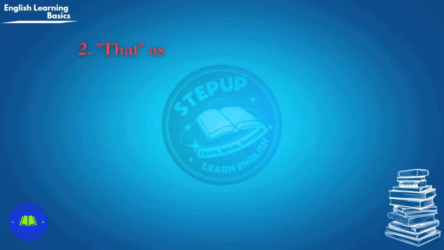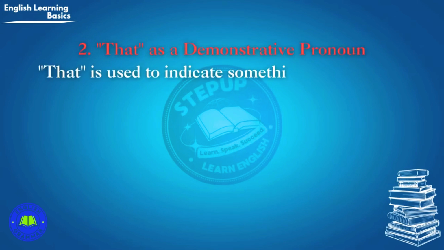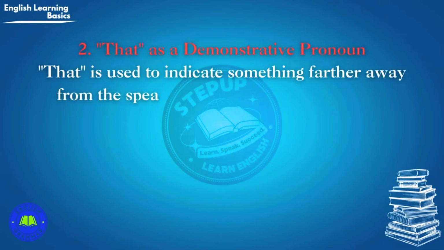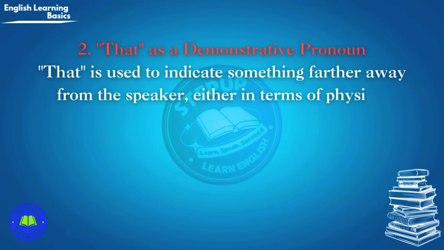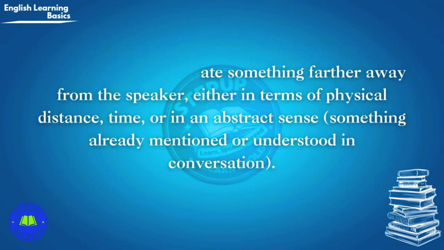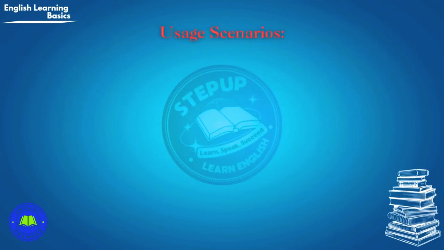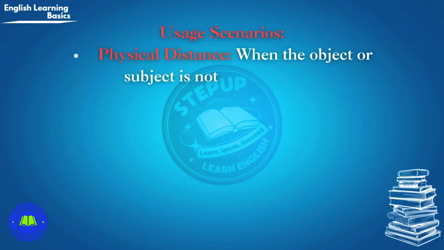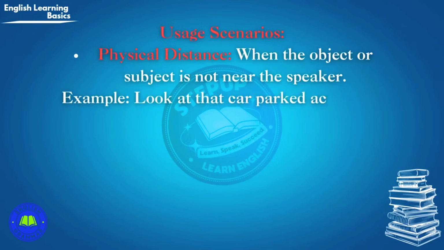2. That as a demonstrative pronoun. That is used to indicate something farther away from the speaker, either in terms of physical distance, time, or in an abstract sense, something already mentioned or understood in conversation. Usage scenarios. Physical distance, when the object or subject is not near the speaker. Example: look at that car parked across the street. It's really nice.